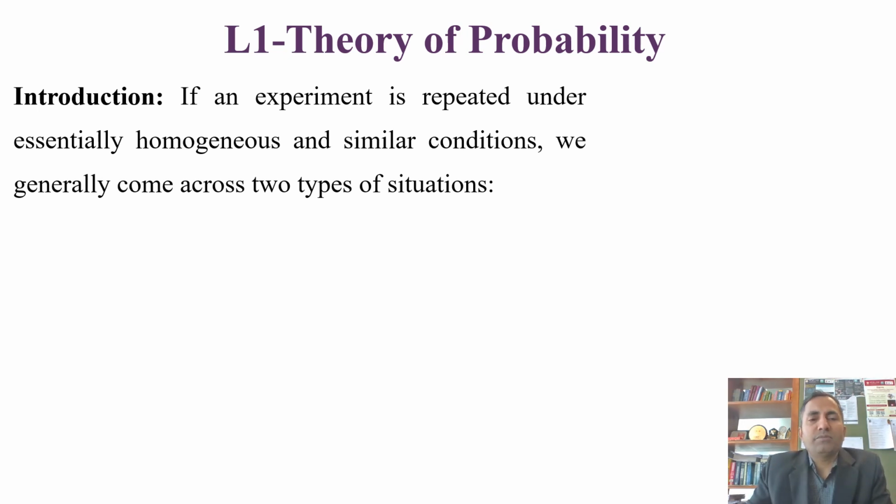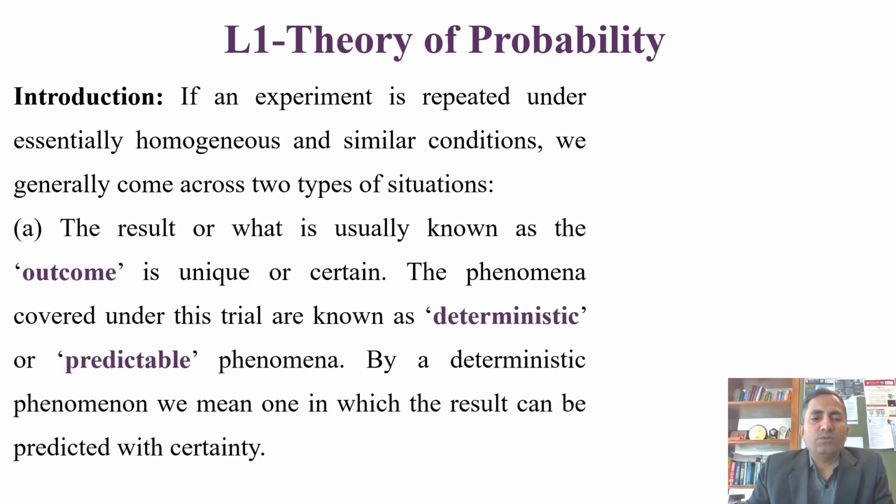Once we talk about probability, we usually talk about the experiment. The experiment is repeated under essentially homogeneous and similar conditions. Similar conditions means the possibility of every outcome is equal. In such a case, we have two types of situation. One is where the outcome we get from the experiment is unique and certain. Suppose the coin has the same face on both sides, the head. What will happen if you toss the coin? Head will come out. That is a certain phenomenon. For the dice, if all the faces are numbered with a certain number, like 1, suppose, then if you throw the dice, 1 will come out. That phenomenon is termed a deterministic or predictable phenomenon.